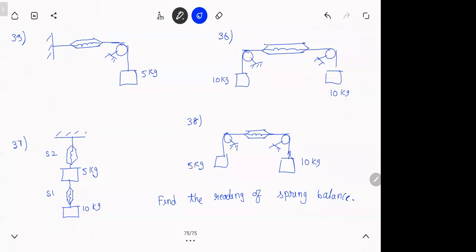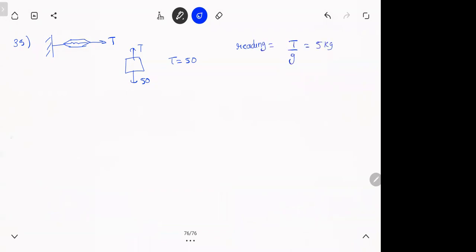Let me show you. Look at 35. So this is tension, this is tension. This is 50 Newton, so tension is 50 Newton. So the reading will be tension by G. So it will show 5 kg only. There is nothing much there.